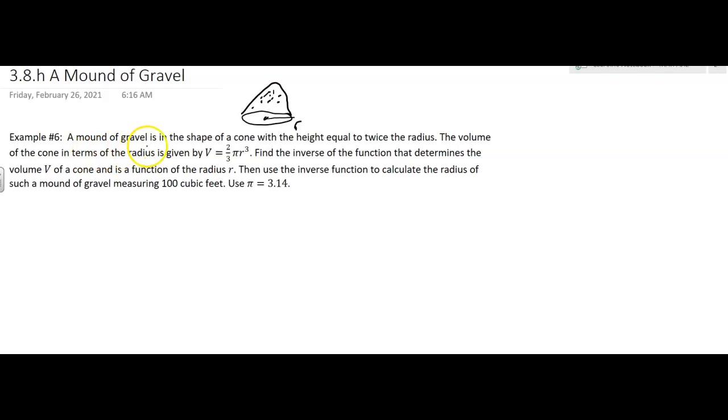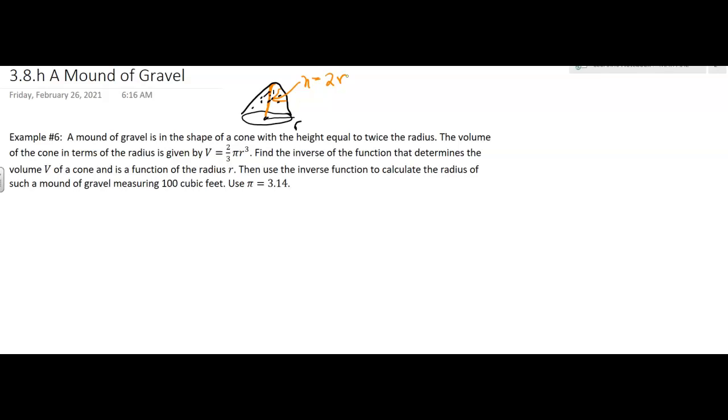And then it says a mound of gravel is in the shape of a cone with a height. The height is from the top of the cone down to the center of the circle. That's the height. And the height is 2r. It says the height is equal to twice the radius.